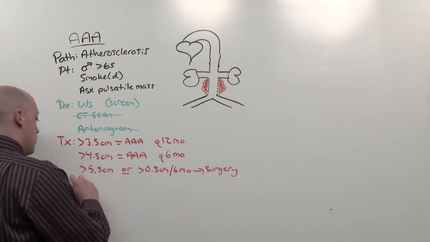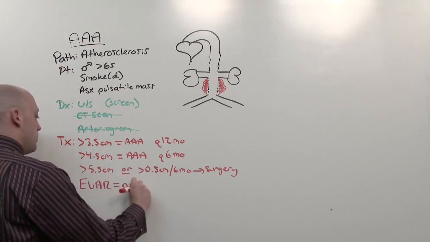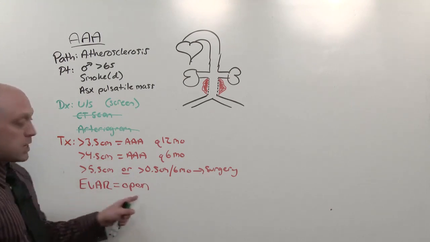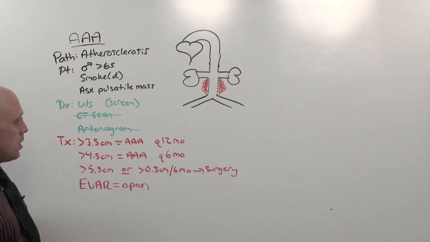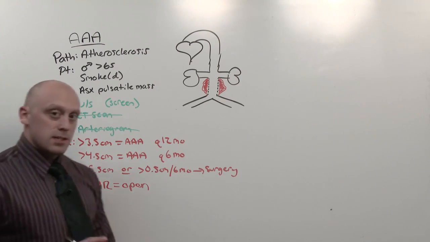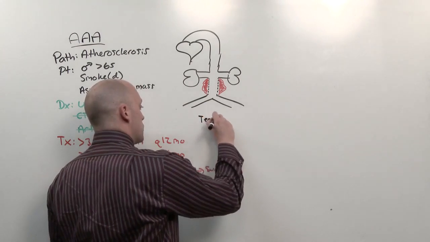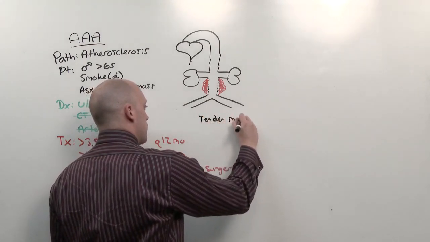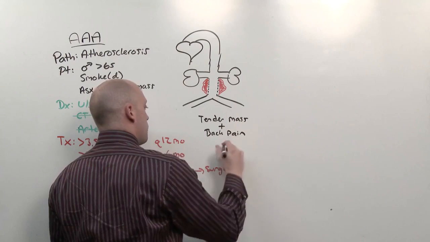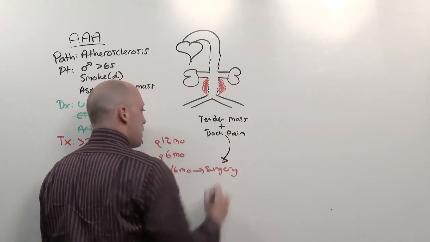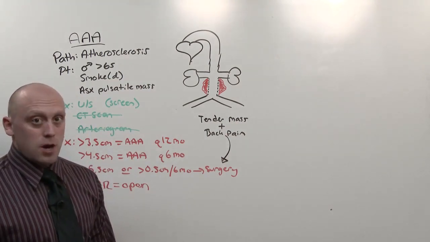And we know definitively that endovascular repair, EVAR, is equal to open. You'll get different opinions from different individuals, but the data shows one is equal to the other. Now, the way you might see this present on a test is with a person who's old and has smoked, but has a tender pulsatile mass and back pain. That back pain is referred pain from the aorta, and what's happening is that it is about to burst. So you'll do a CT scan or an ultrasound and then take them immediately to the operating room.